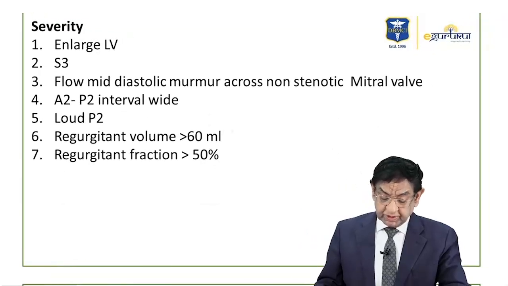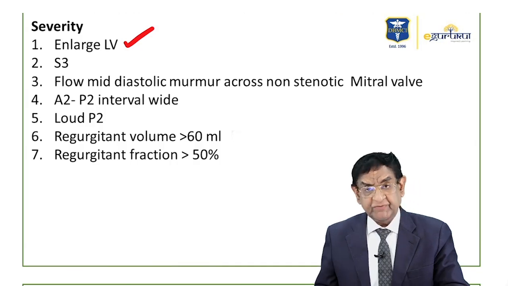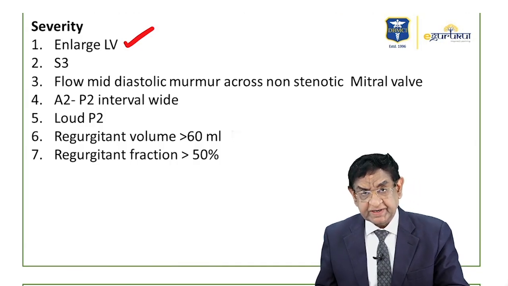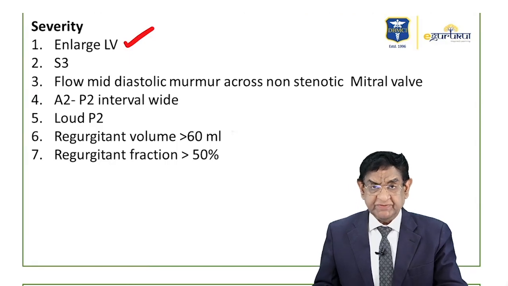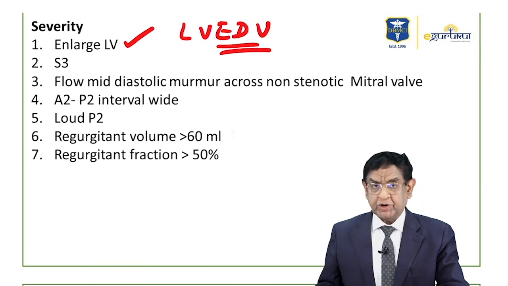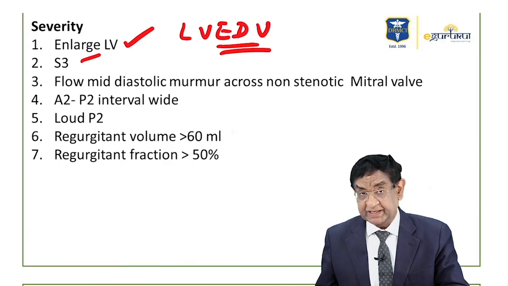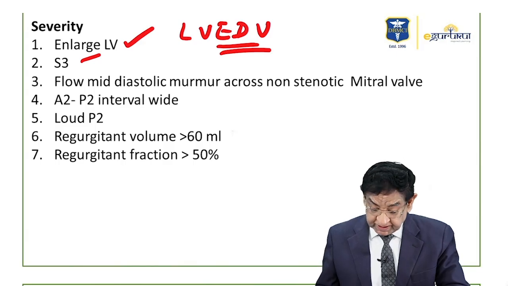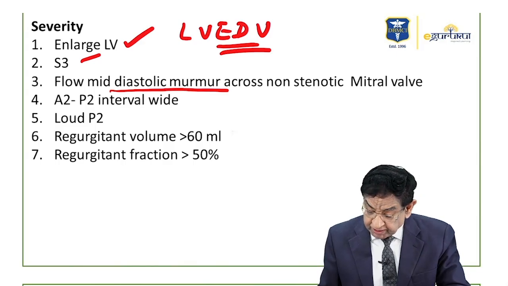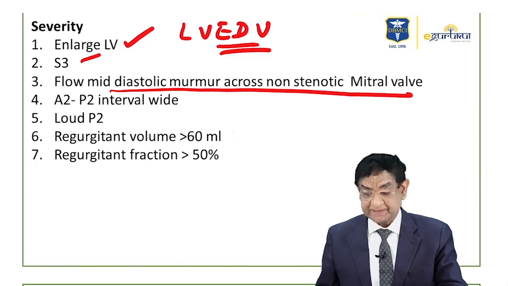So what are the parameters by which we assess severity? Enlarged LV. The larger the left ventricle size, the more severe the MR. Remember, we look for left ventricle end-diastolic volume by echocardiography, the point I mentioned to you. Third sound on auscultation, if you are getting it, severe. Flow mid-diastolic murmur, oh, something new.